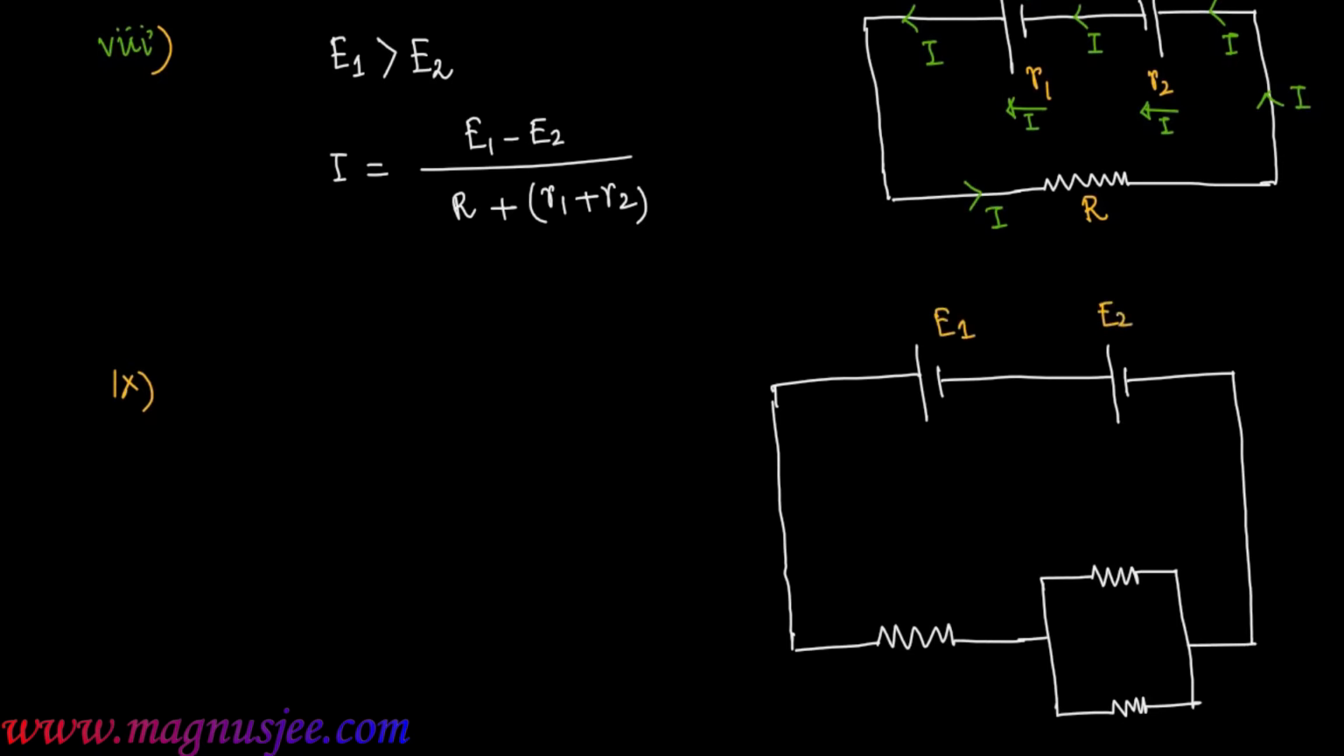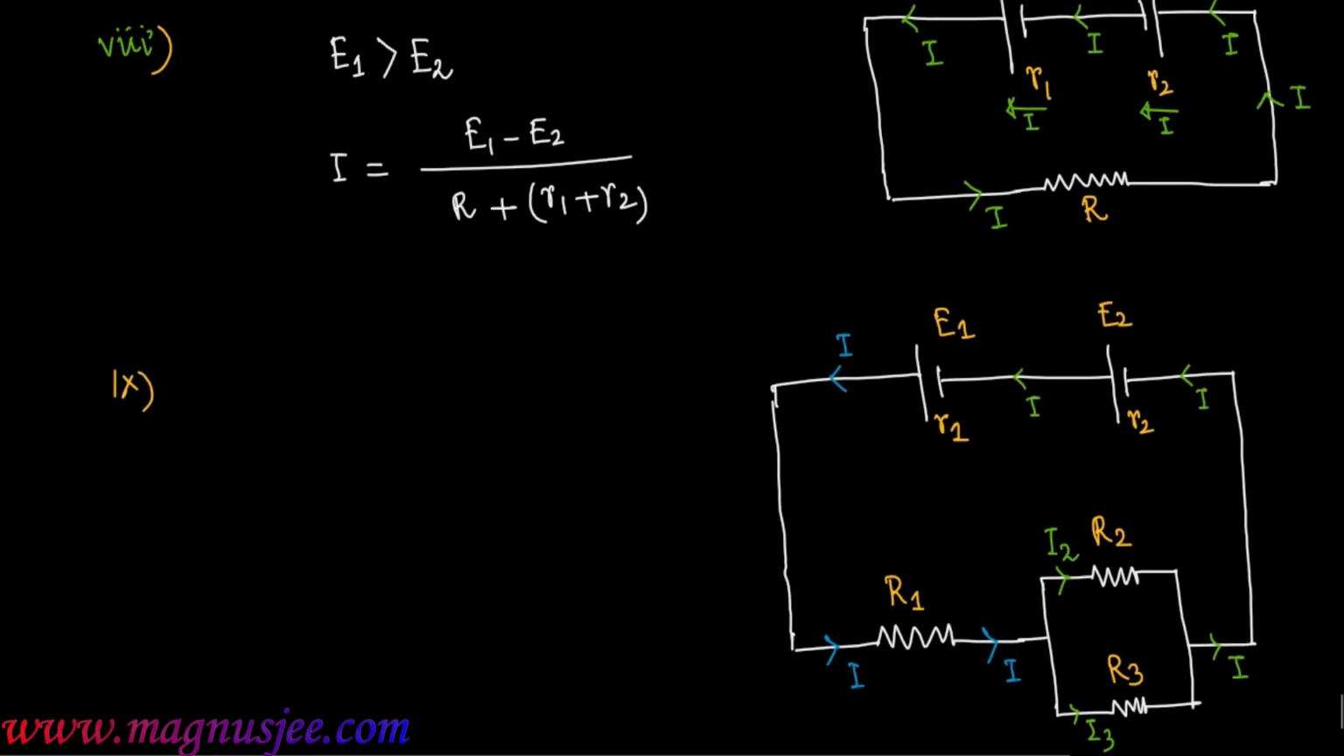E1 and E2 are the EMFs of the two cells which are connected in series combination. Capital R1, capital R2 and R3 are the external resistances here. Capital R2 and R3 are connected in parallel combination. A current I is generated from the positive terminal of the cell of EMF E1, and this current I is flowing from left to right through the resistances R1, R2 and R3. I2 and I3 are the currents flowing through the resistors of resistances R2 and R3.